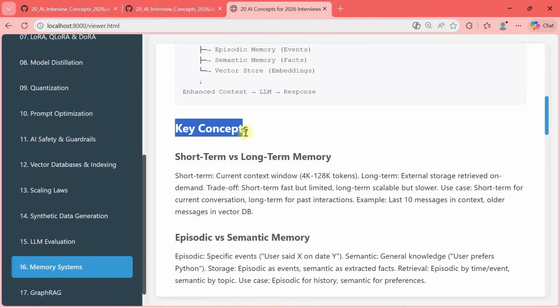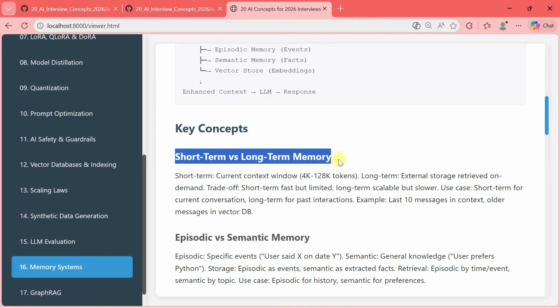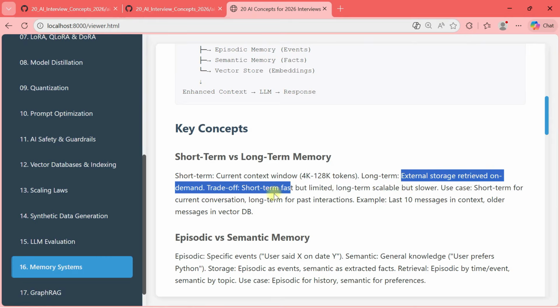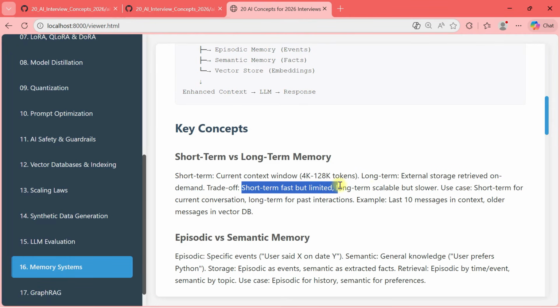The key concepts here are short term memory and long term memory. Short term memory, as I told you, is the current context window. Long term memory is external storage, that is on demand. The trade off is short term memory is fast, long term memory is scalable but slower. So you need all kinds of memory.